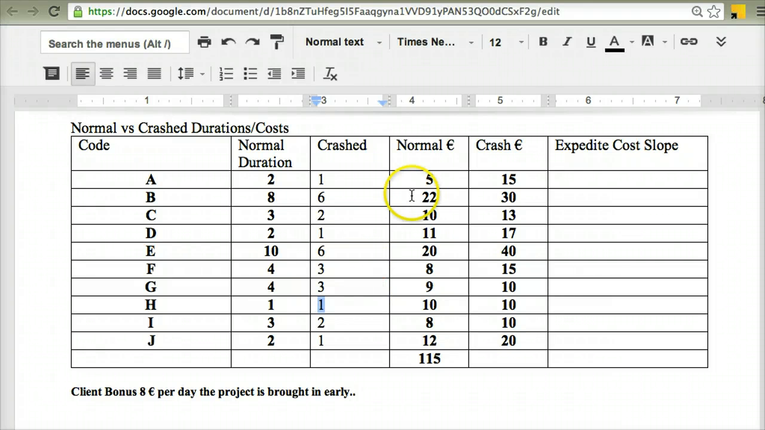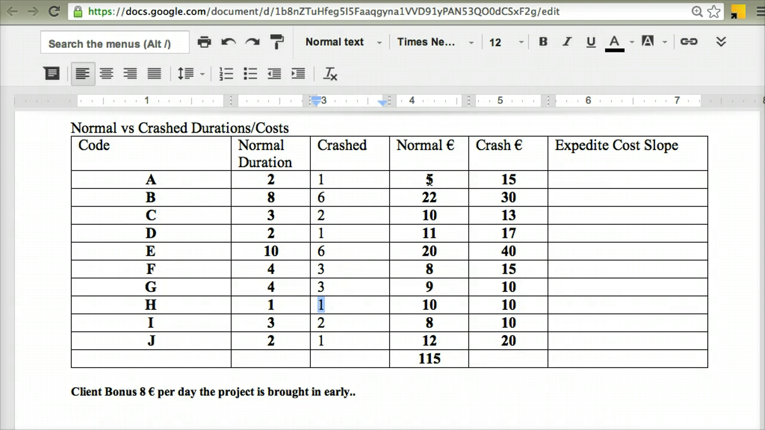The next two columns over are the normal cost and the crash cost. This symbol here is just a euro symbol; you could alternatively put in the dollar symbol if you wanted to. The normal cost is based on the normal duration. It's what I had initially estimated would be the actual cost of completing that task, based on whatever personnel, machinery or resources I'd have put towards it. So in activity A, the normal cost will be €5.